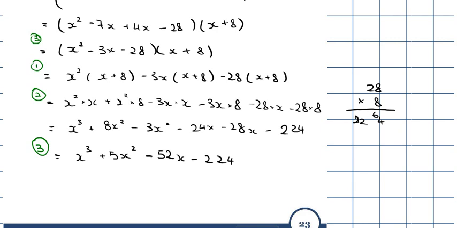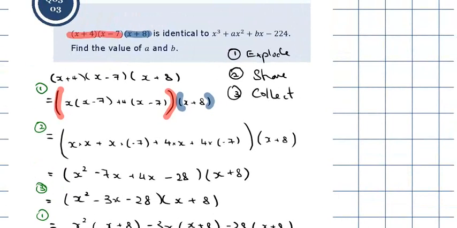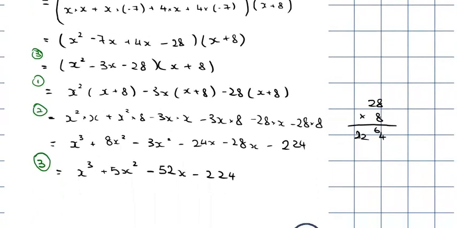Okay, so the last thing was, what are they trying to ask us? They're trying to ask us for A and B. And what is A? A is there and B is there. Well, our A and B is just going to be here, right? That's my A and that's my B. So I can just say A is equal to 5, and B is equal to minus 52.